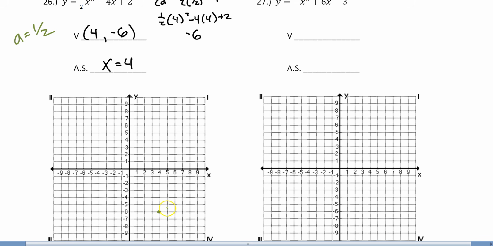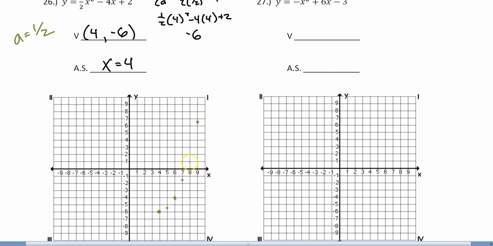Instead of over 1 up 1, I go up a half. From the vertex, instead of over 2 up 4, I go up 2. From the vertex, instead of over 3 up 9, I go up 4.5. From the vertex, instead of over 4 up 16, I go up 8. From the vertex, instead of over 5 up 25, I go up 12.5. Okay, that's the pattern that I kind of look for here.